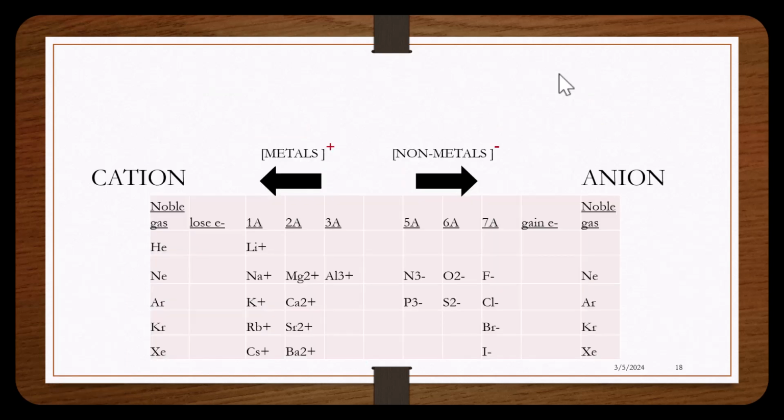Here's a more detailed table, just for completeness' sake, to illustrate what ions would be formed. Going down to the third row, we would have sodium, which would form a charge of +1. Magnesium would form a charge of +2. And in the third column, aluminum would form a charge of +3. Moving over to the nonmetals, fluorine would form a charge of -1, oxygen would form a charge of -2, and nitrogen would form a charge of -3.